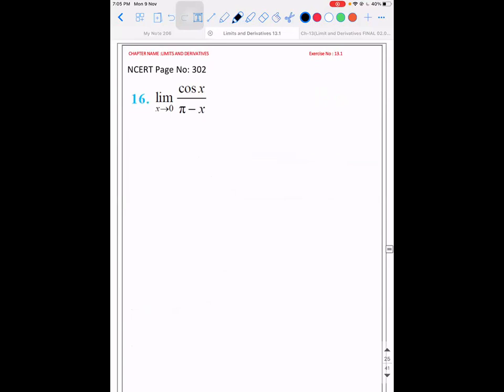Now see. Limit x tends to 0, cos x by pi minus x. You can directly substitute. That is cos 0 divided by pi minus 0. Cos 0 is 1, pi minus 0 is pi. 1 by pi is the answer.